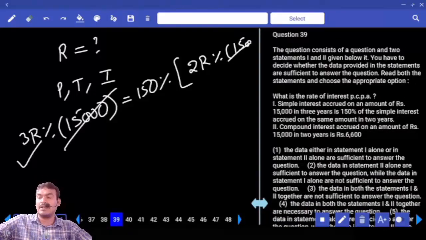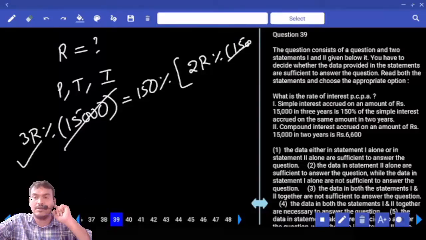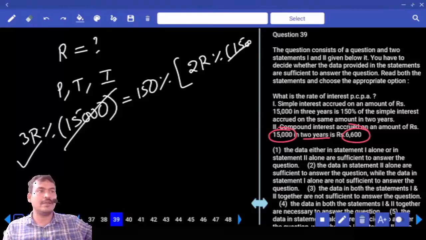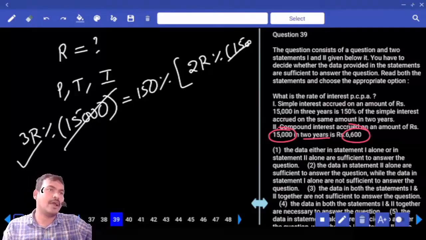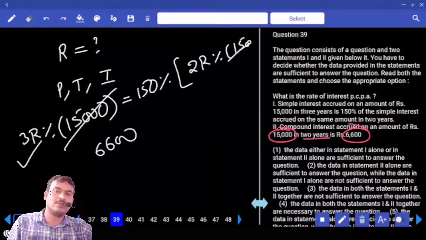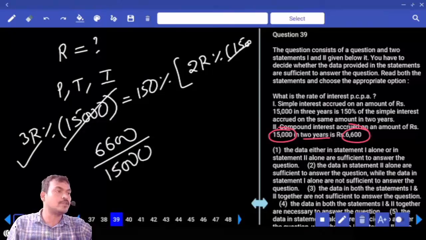Compound interest accrued on an amount of 15,000 in 2 years is how much? 6,600. Principal is given, or not? Time also given, or not? Next, interest also given, or not? Principal is given, interest is given, time also given. Obviously we get the R value, or not. Okay, what is the interest value? 6,600. It is calculated on which one? Principal. What is the principal value?